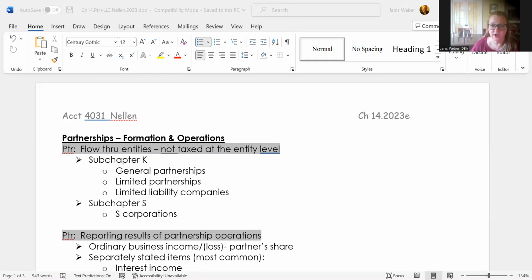The information in this chapter is just a little edge of the information, the tip of the iceberg, because you could do a whole course in college, usually at the master's level, about partnership taxation. So it's a very deep subject, but we're going to make sure we get our head around the basic concepts that are behind it, at least some of them.